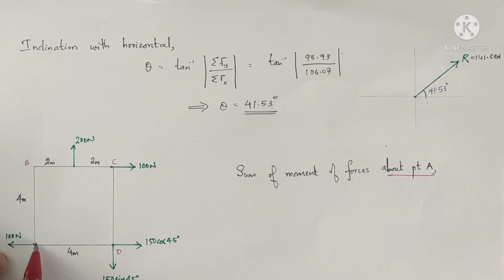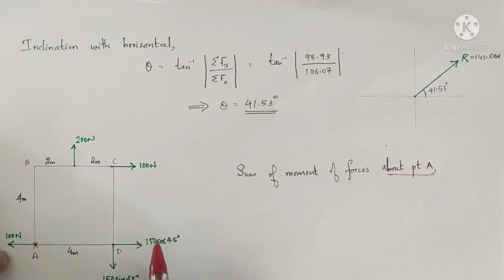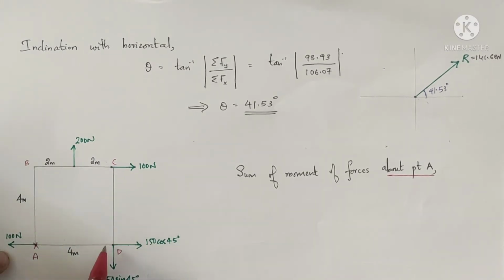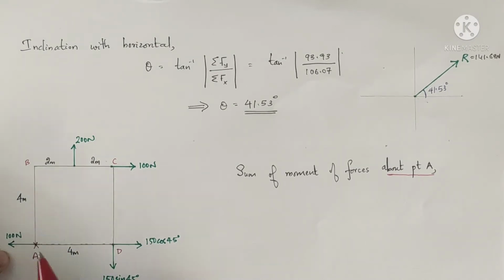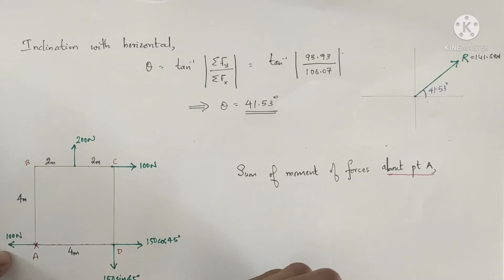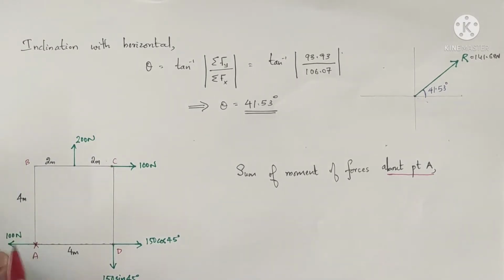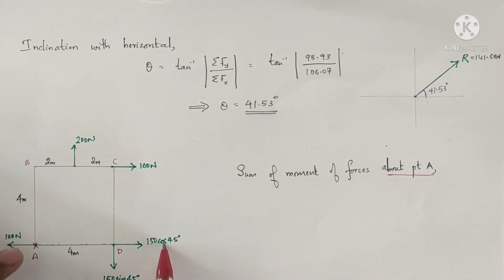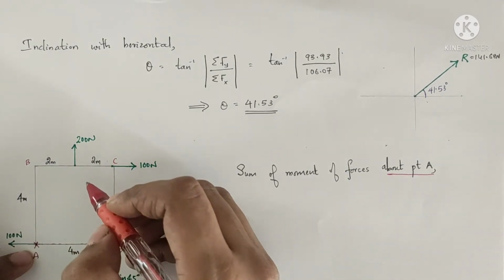100 Newton is passing through this point A, so the effect is 0. Also 150 cos 45 degree, if we consider the line of action of this force, it's passing through point A. So 150 cos 45 degree also is causing no moment with respect to point A. So this 100 Newton and 150 cos 45 degree with respect to point A, the moment caused is 0, right? Always consider point A. Now let's take 200 Newton.